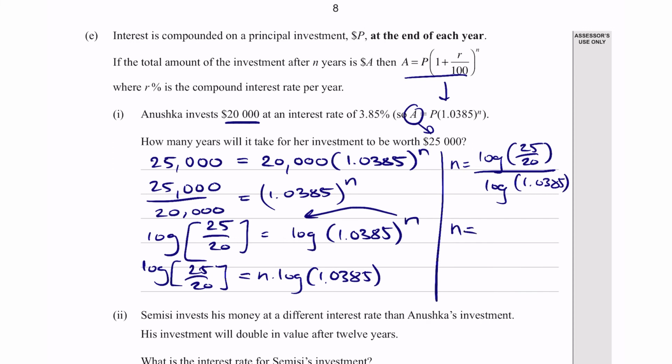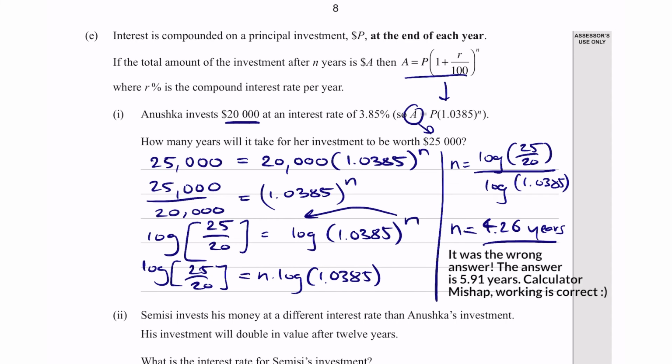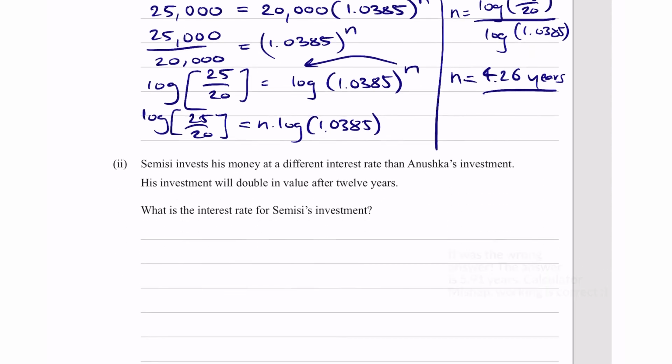And if I now put this into a calculator, I should be able to get the value of n. So log of 25 over 20 divided by the log of 1.0385, and I get 4.26 years. I hope that's the right answer. I don't have the mark schedule here, so we'll just move on.